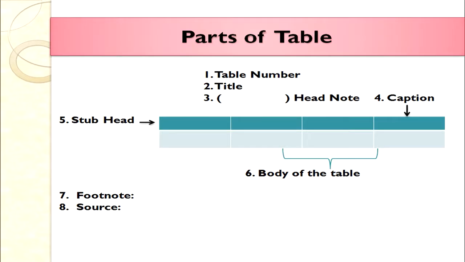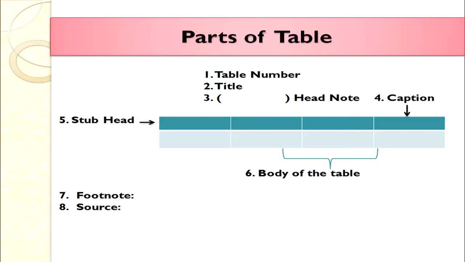Next we are going to discuss about the parts or format of a table. When we discuss the format of a table, we are counting 8 elements in it. So, we have to remember that when we talk about format of a table, we need to discuss 8 concepts. Very first, table number. Every table must have a table number. Second, title. Every table must have a title. Third, head note, which is given in brackets and tells you more information about the title.